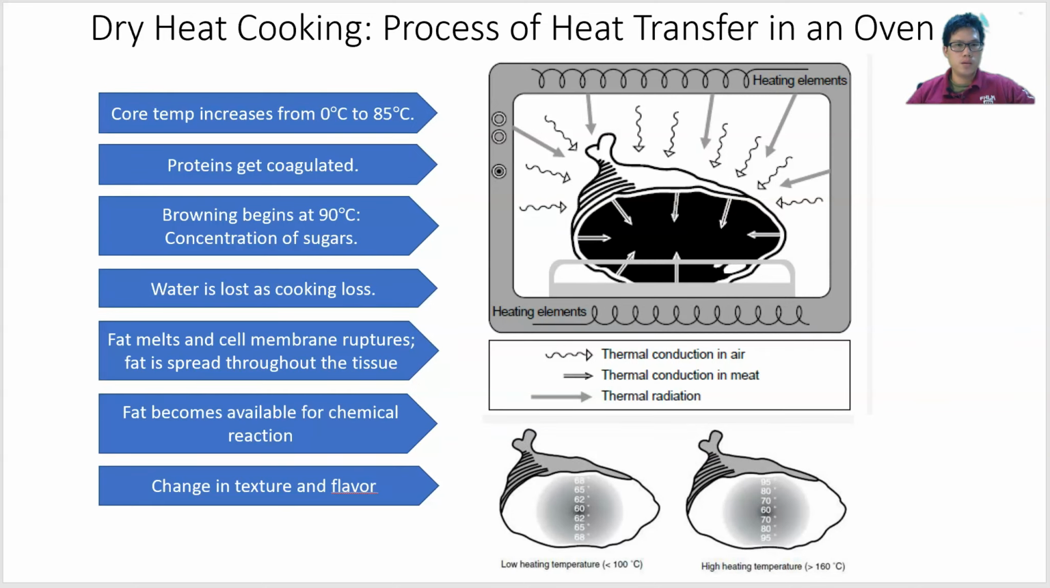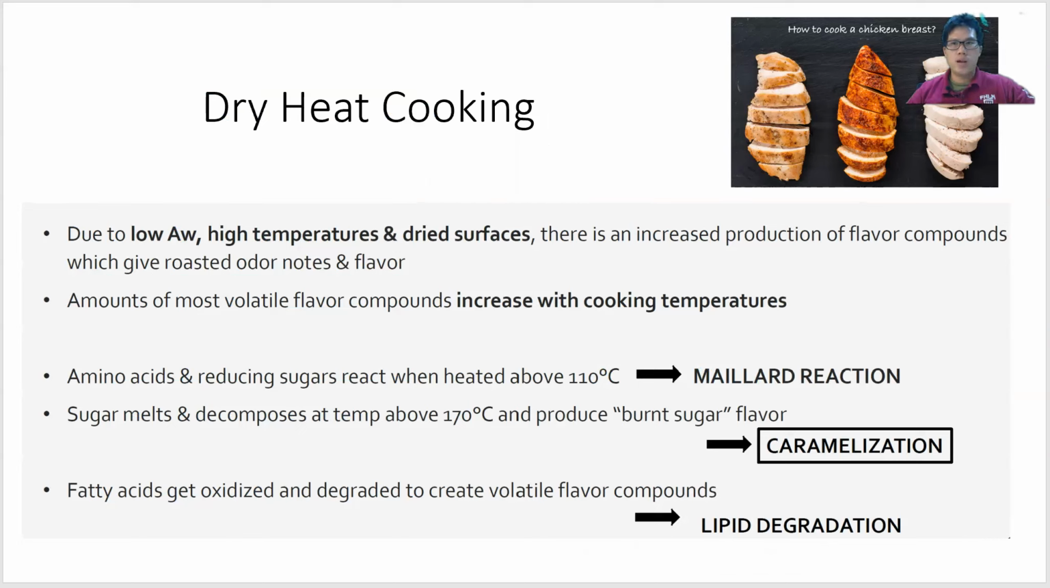Next, let's talk about dry heat cooking. In dry heat cooking, the water activity is very low, because it's dry heat. Low water activity, combined with high temperature and a dry surface, allows increased production of flavor components, which give the roasted odors, notes, and flavors. There will be more volatile compounds produced with increased cooking temperature.